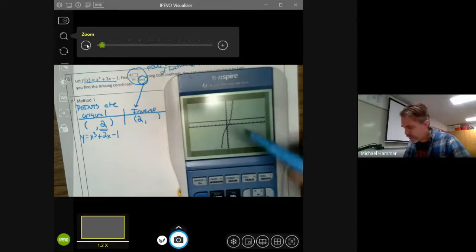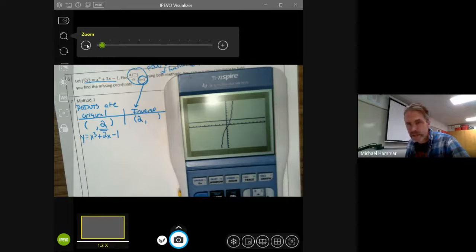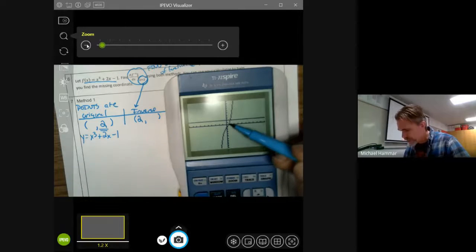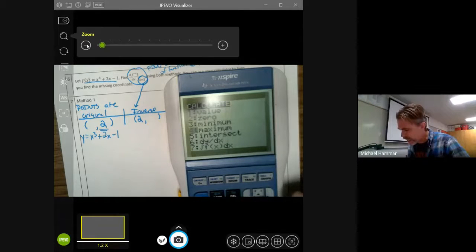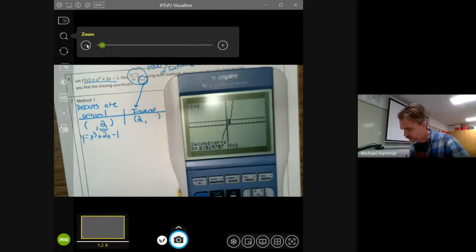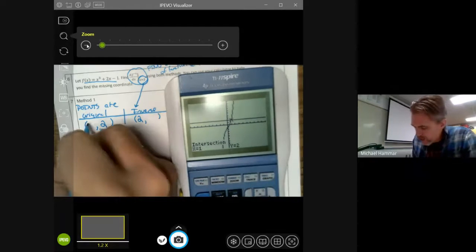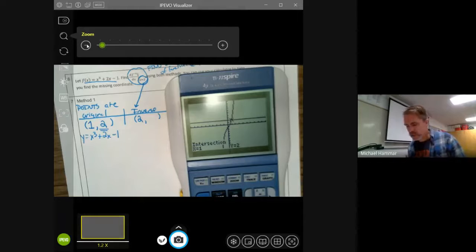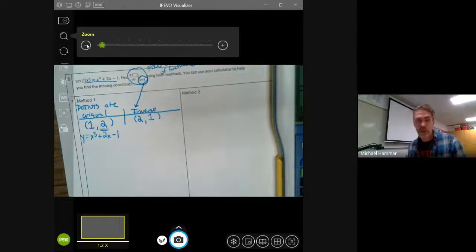So in order to figure out the x value, here's y equals 2. I want to figure out where the x value is. Looking at the graph, I can see that it's kind of 1, but I want to verify it. So I'm going to go to second, calculate, and use intersection. I pick my 2 lines, and there it is. So the point for the original function is 1, 2. That means for the inverse, the point is 2, 1.